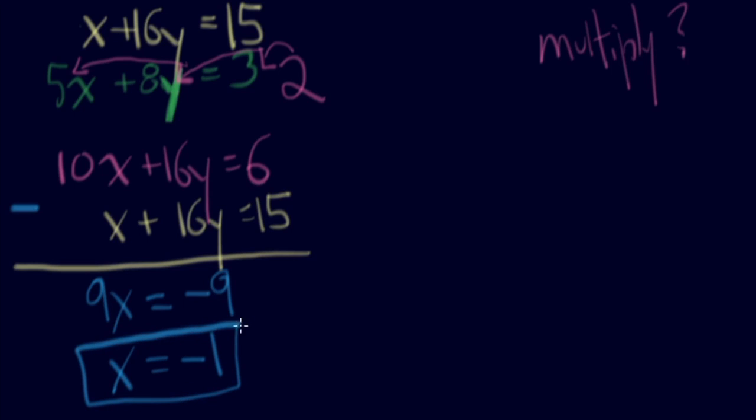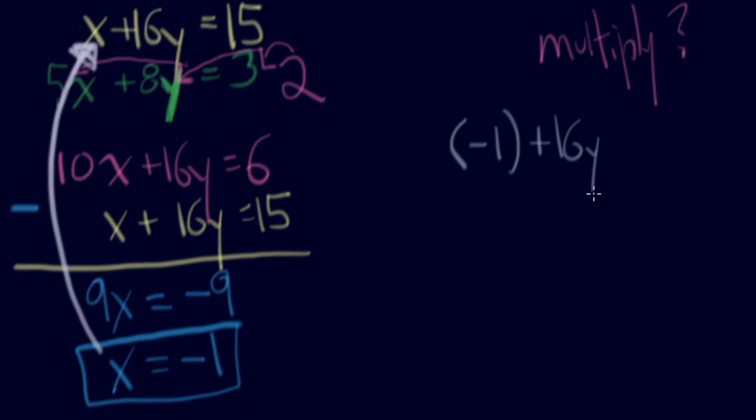Okay, so now we're halfway done. You're going to take that value and insert it into one of the original equations. It doesn't matter which one you do. I'm going to put it into the first one, because that just makes sense, I think. So that would be negative 1 for x plus 16y equals 15. I'm going to add 1 to both sides.